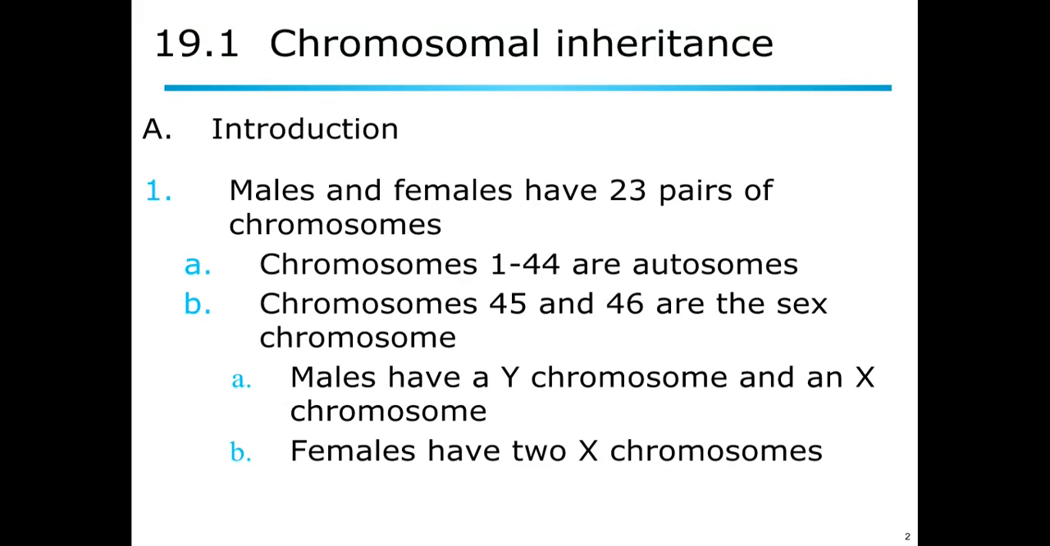Just to start, this should be a review from Biology 1. Male and female humans have 23 pairs of chromosomes, so that's 46. The first 44 of them are autosomes, and 45 and 46 are sex chromosomes, X and Y. No surprise, males have a Y chromosome and an X chromosome, where females have 2 X chromosomes.